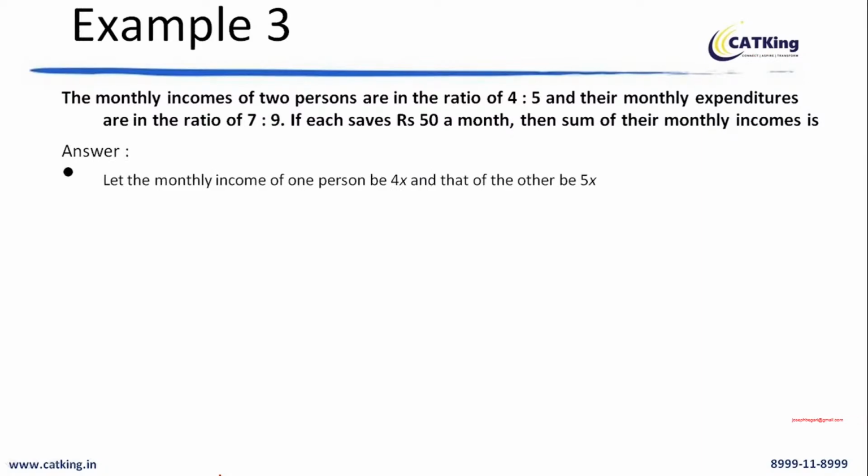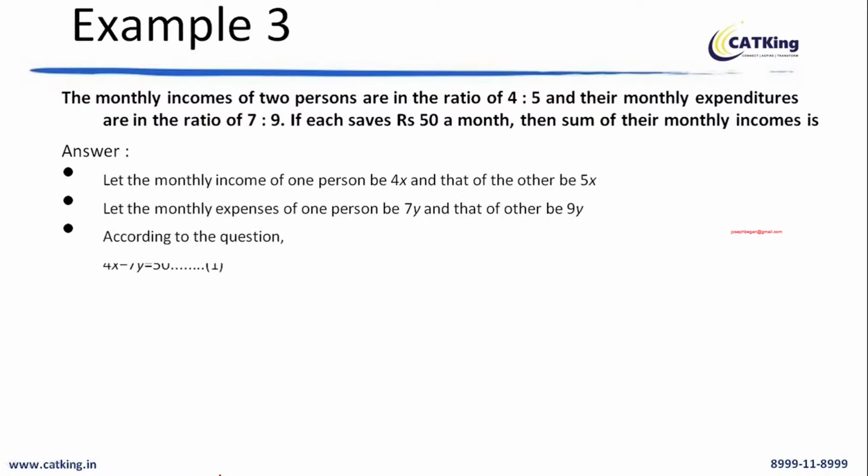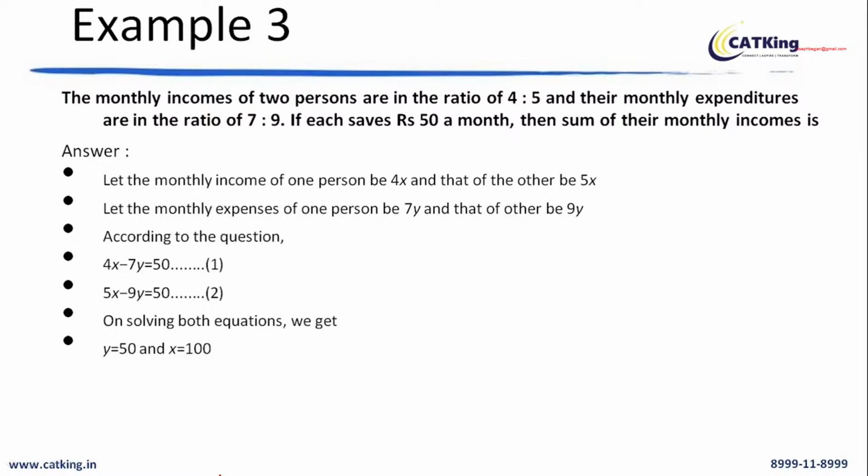Alright, so let the common multiple be x and the monthly income of one person be 4x, so the other one becomes 5x. And their expenditure becomes 7y and 9y. Correct? Now, 4x minus 7y is going to be 50 because income minus expenditure is savings. Similarly, 5x minus 9y is also going to be 50. Now, we have to solve these two equations. We will get y is equal to 50 and x is equal to 100.